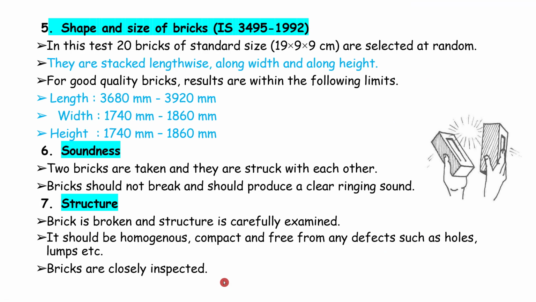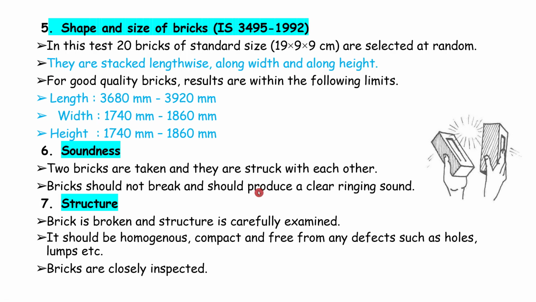We have seen the shape and size of bricks. For good quality, we arrange 20 bricks of standard size 19 by 9 by 9 in a linear way, and the length should be in the range of 3680 to 3920. That means slight variations are allowed. So 19 into 20 will be the length, right? Those values should be within this limit. Similarly, there are values for the width and height.